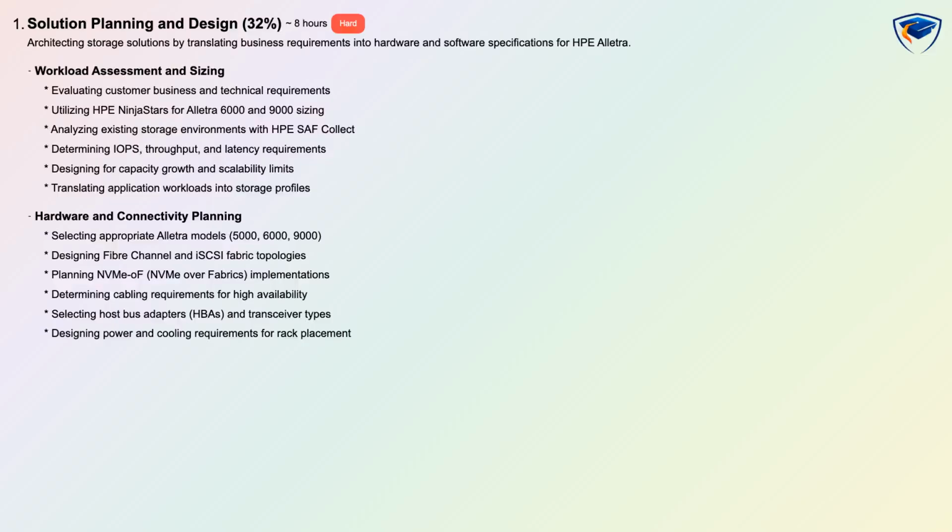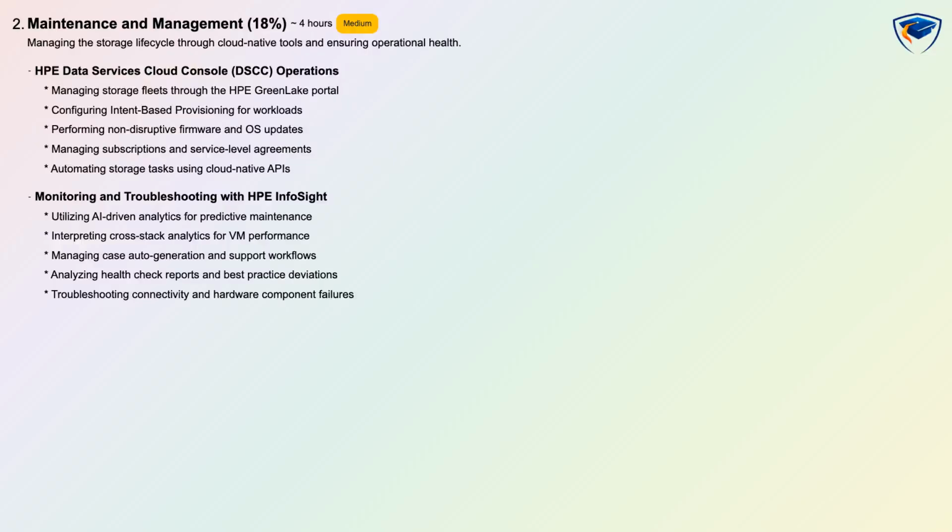You will also cover hardware and connectivity planning such as selecting Alletra models 5000, 6000 and 9000, designing Fibre Channel and iSCSI fabrics, planning NVMe over Fabrics, cabling for high availability, choosing HBAs and transceivers, and designing rack power and cooling. Maintenance and management is 18% and rated medium difficulty.